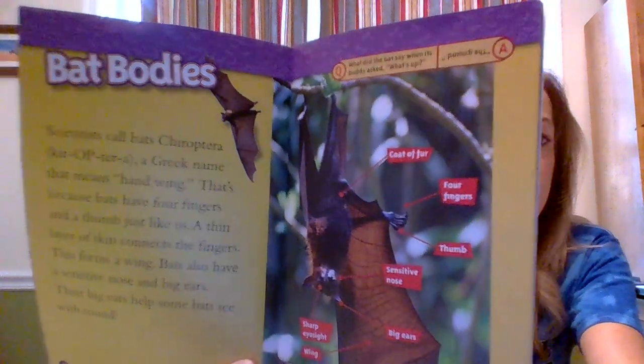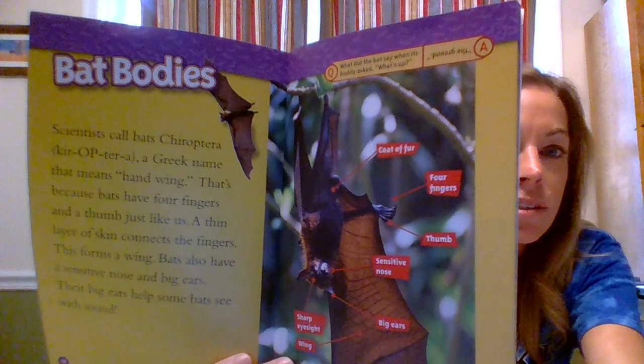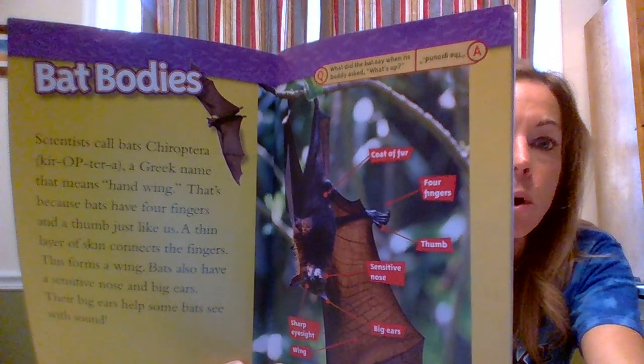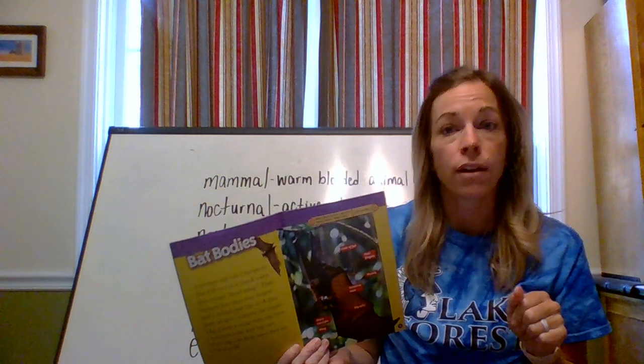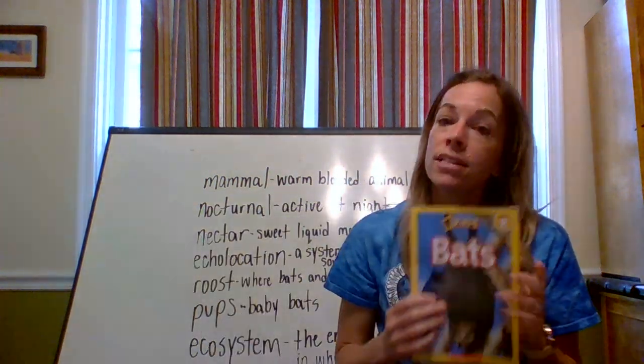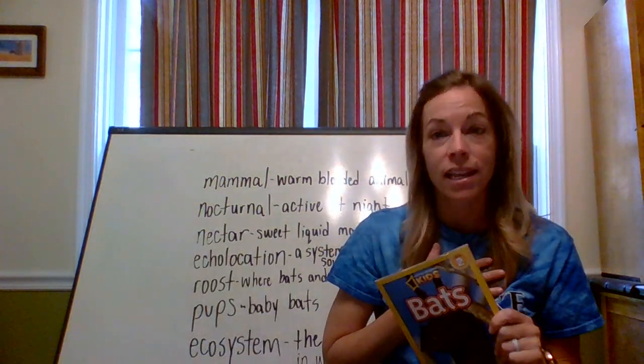If you come over here, scientists call bats, and there is a word broken up into parts. That is really going to help me when I'm reading. So I don't even have to go any further. I know that this informational text is one that I can read.